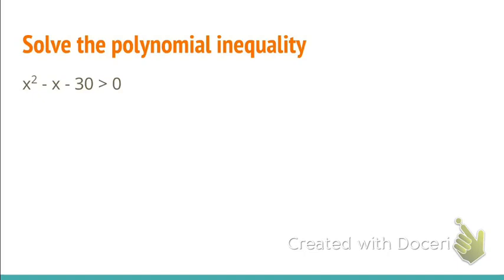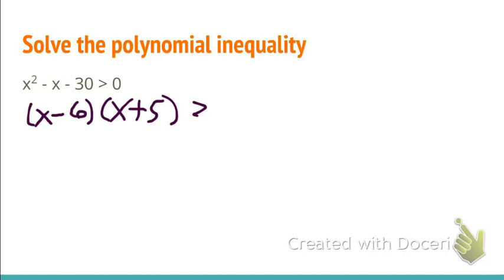Let's solve this polynomial inequality. So here's how we're going to do it. Just like a polynomial equation, we're going to get 0 on one side and factor. I'll explain why with a graph in a second. But let's just factor this first. So we're going to get x minus 6 times x plus 5 is greater than or equal to 0.